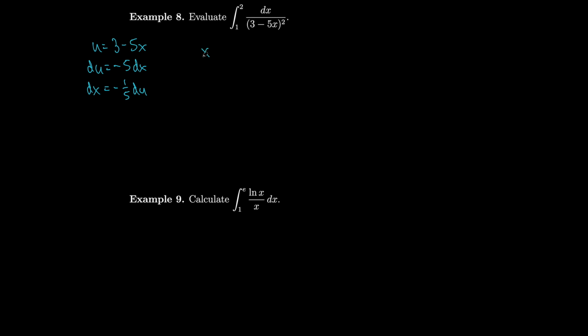Let's change our limits now. When x equals 1, that implies that u would have to be minus 2. And when x equals 2, that implies that u would have to be minus 7. You have to be a little bit careful here. Even though x goes from 1 to 2, where b is bigger than a, u goes from -2 to -7, where b is now smaller. That's totally fine. We can integrate with b being smaller than a, but just have to watch out. Don't try to switch the order. You have to be consistent.